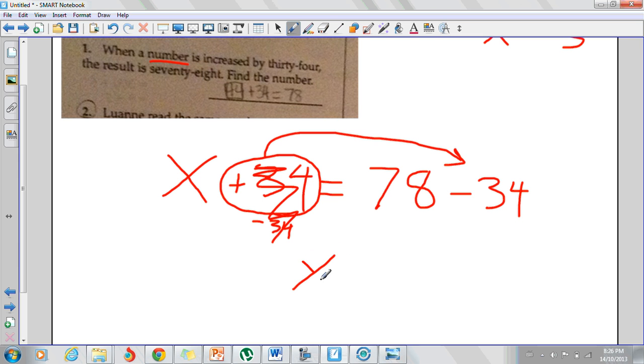So now you're left with just X on one side, and 78 take away 34, and what you'll end up with is 44 for your answer. You can check your answer by taking 44 and plugging it back into your original equation, which was 44 plus 34. So always look for keywords like increased by or decreased by or 1/2 or 1/3 of, and then look for result is or total or some words like that.